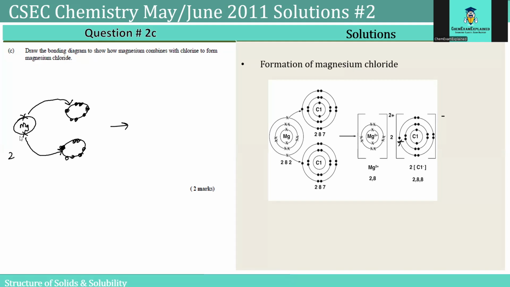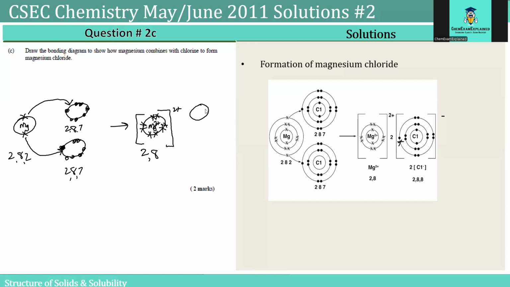Now, here I have 2, 8, 2. This is 2, 8, 7. But now, losing the last 2 electrons, I now have 1, 2, 3, 4, 5, 6, 7, 8 electrons on my valence shell. So I no longer have this outer 2 electrons there. So it is 2, 8. And now this is no longer a magnesium atom, but a magnesium ion. So Mg2+. What I should have done was to draw the box around it and then put 2+ here.